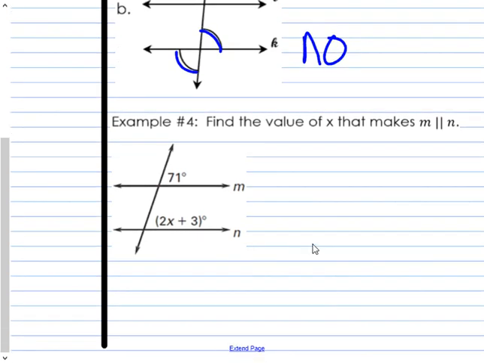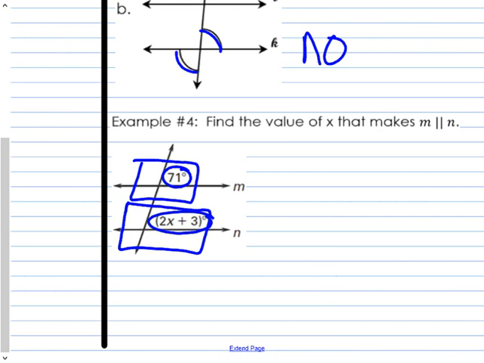Example 4. Find the value of x that makes m parallel to n. Well, this angle and this angle are corresponding angles. They're both in the upper right-hand side. I look at this set of angles, 71 is in the upper right-hand side. This set of angles, 2x plus 3 is in the upper right-hand side. They're corresponding angles, and in order for m to be parallel to n, these two angles would have to be congruent to each other. So we have to figure out what x would have to be in order for them to be congruent to each other.